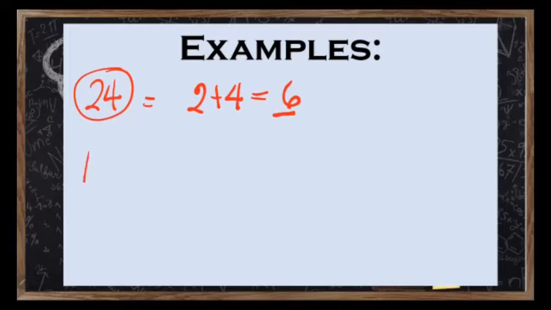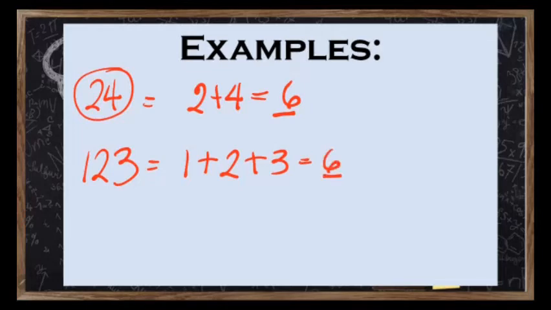Another example, 123. Let's add the digits. 1 plus 2 plus 3. 1 plus 2 is equal to 3. Plus 3, we have 6. 6 is also divisible by 3. Therefore, 123 is also divisible by 3.